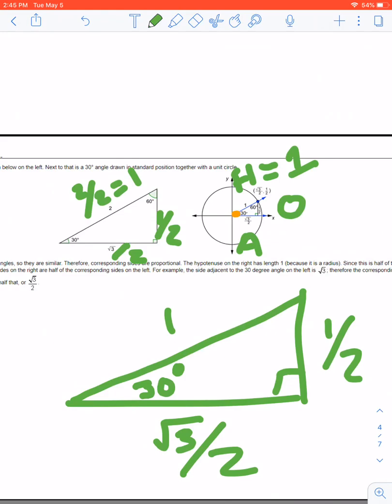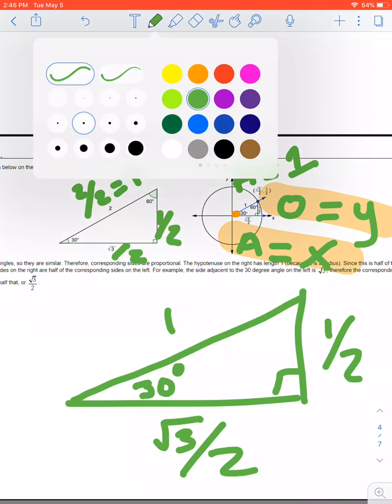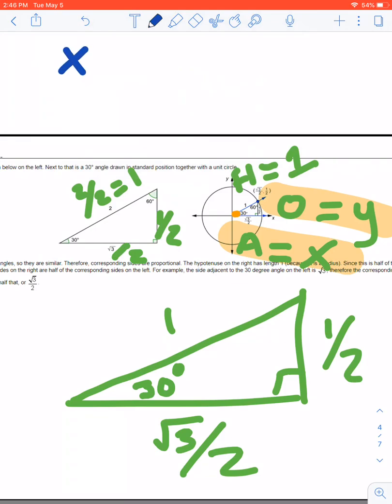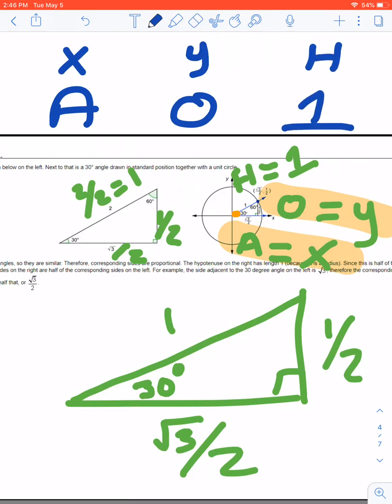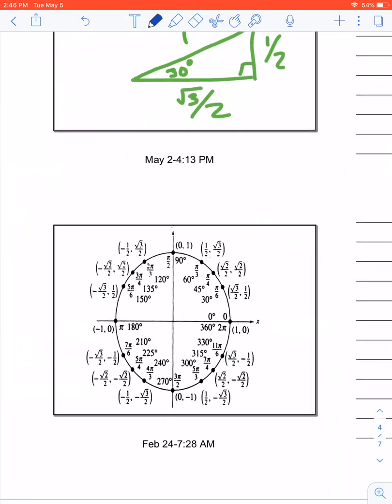Okay? If you look at it, my adjacent is my x, and my opposite is my y. How I always remember that is A comes before O in the alphabet, and X comes before Y. So my adjacent is my X, my opposite's always my Y. I think that's really important to know and to note for tomorrow when we start talking about it. So X is my adjacent, Y is my opposite, and my hypotenuse is always 1. Okay? So we're going to combine that and put that onto the unit circle.